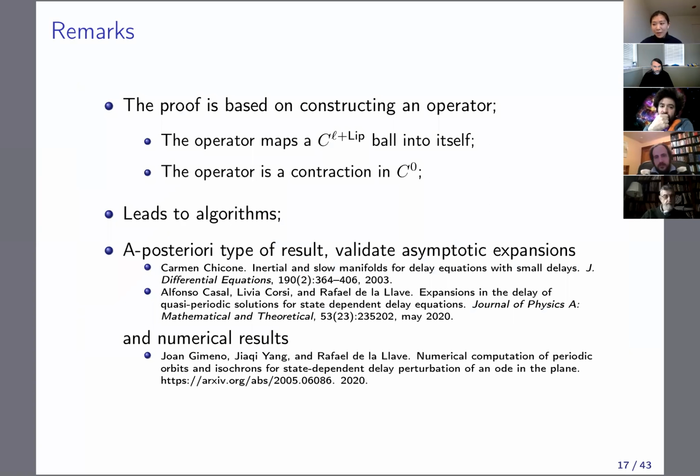So here are some remarks of our result. The proof is based on constructing an operator, and the operator maps the C^(L+Lipschitz) ball into itself, and it is a C0 contraction. Therefore, we know that there exists a fixed point, which is also in the C^(L+Lipschitz) ball.